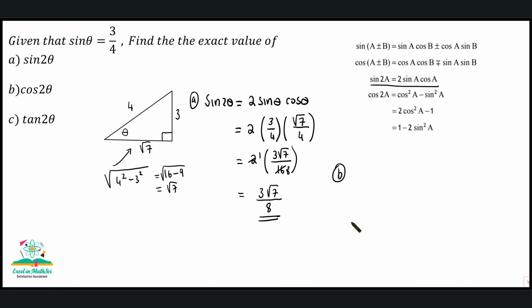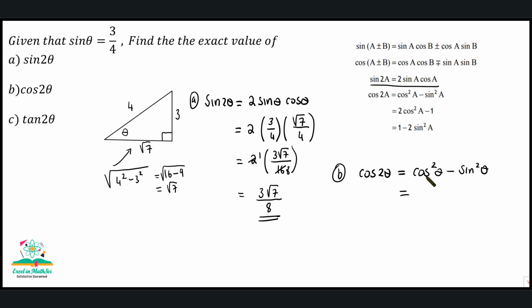Now to do B, we need to use the other identities because we're looking for cos 2 theta. Now you can use any one of these, okay? So you can use cos squared a minus sine squared a, or this one or that one. It's entirely up to yourself. So we'll use the top one. So that would be cos squared theta minus sine squared theta.